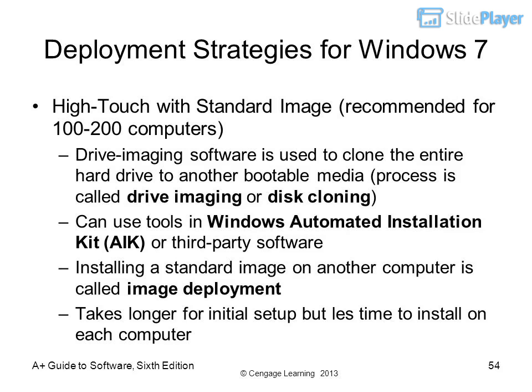Deployment strategies for Windows 7. High touch with standard image is recommended for 100 to 200 computers. Drive imaging software is used to clone the entire hard drive to another bootable media. The process is called drive imaging or disk cloning. You can use tools in the Windows Automated Installation Kit, AIK, or third-party software. Installing a standard image on another computer is called image deployment. It takes longer for initial setup but less time to install on each computer.